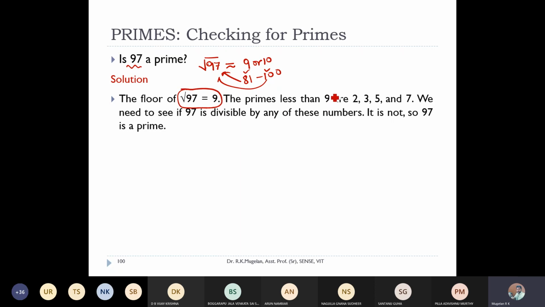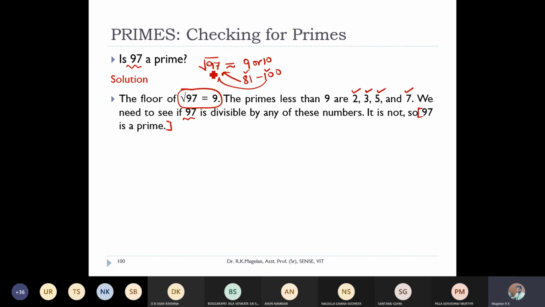And I will choose the prime numbers less than that floor value, and I will check whether these prime numbers can divide the given integer. If it is divisible, then it is not a prime. If it is not divisible, then the number is a prime. So in this case, 97 is a prime number.